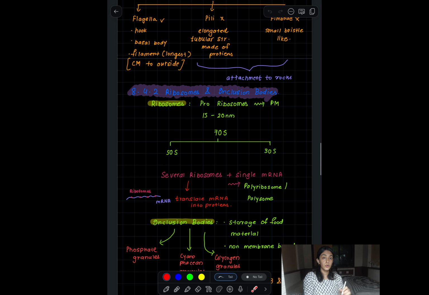Now, the next topic that we are going to study is the ribosome and the inclusion bodies. The prokaryotic ribosomes are from 15 to 20 nanometers. They are again located on the plasma membrane. Now, they are basically of the 70S type.